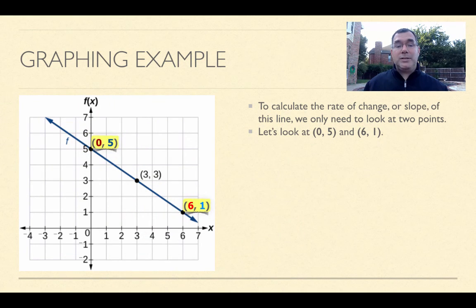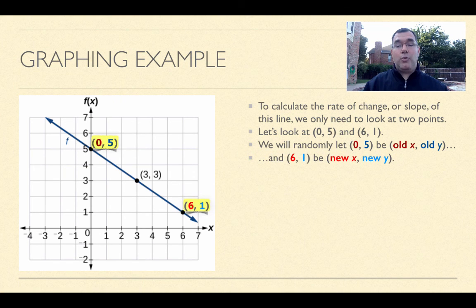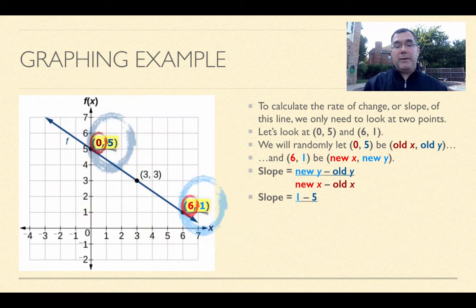So I'm randomly going to pick (0, 5) and (6, 1) as my 2 points. You could choose any 2 points and this would work, and I'll show you why, how that works a little later in this video. So I'm going to randomly let (0, 5) be the old x and the old y, and I'm going to let (6, 1) be the new x and the new y. And I'm going to use that formula that I just talked about, new y minus old y over new x minus old x. Okay, so the new y is 1 and the old y is 5, so I put 1 minus 5 on the top. The new x is 6 and the old x is 0, so I put 6 minus 0 on the bottom.